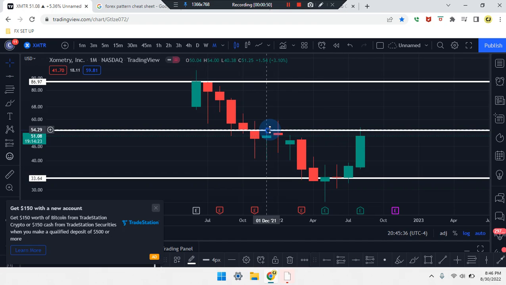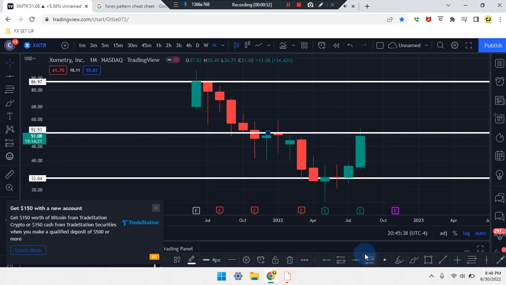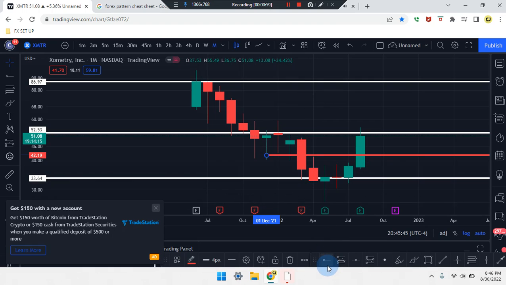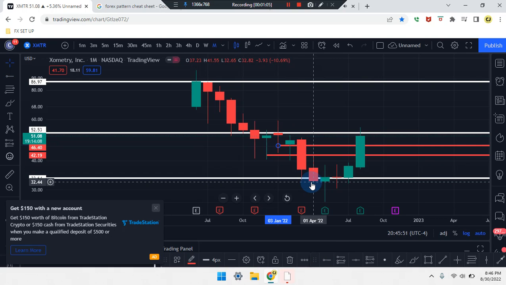midpoint, also adding second level lows and adding third level lows.